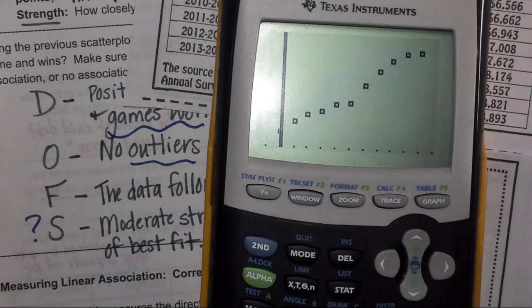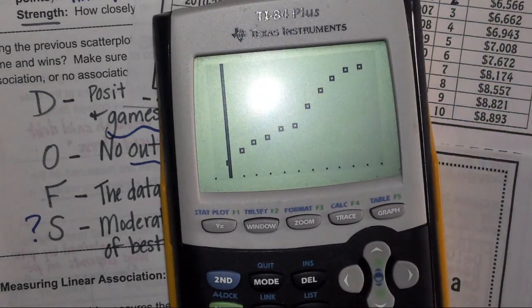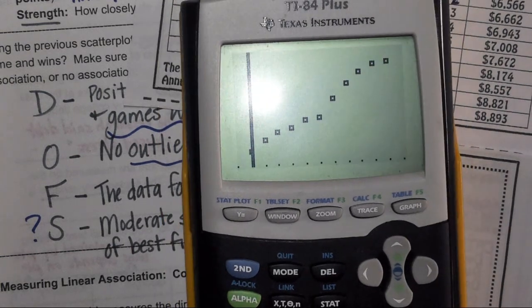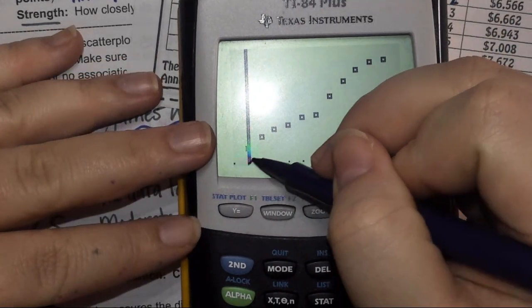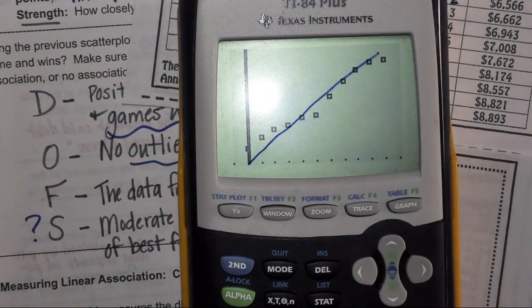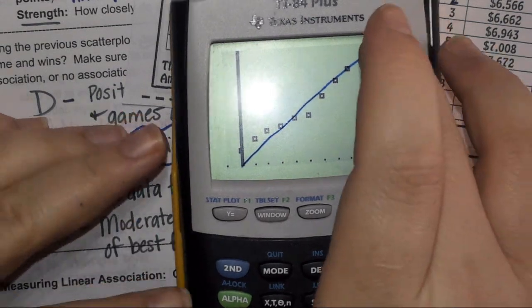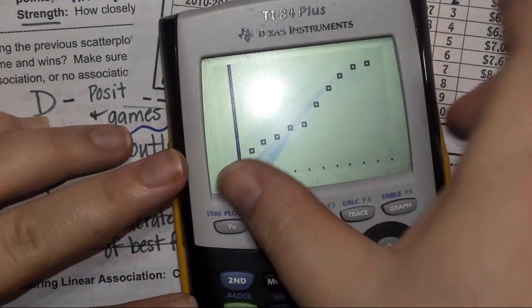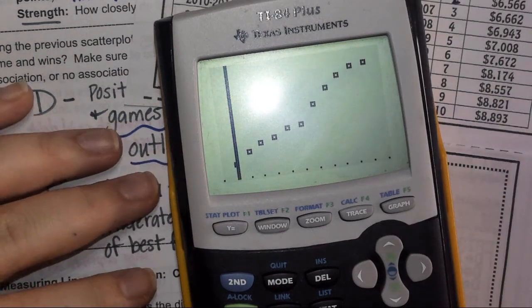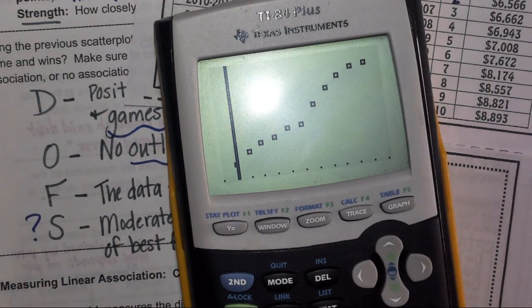I mean, it looks kind of linear, but at the same time, it kind of looks like a bird. If you were to draw a line through it, would many of the points be close to that line? Yes. And then what about S for strength? It's pretty strong. So moderately strong or moderate strength sounds good to me.